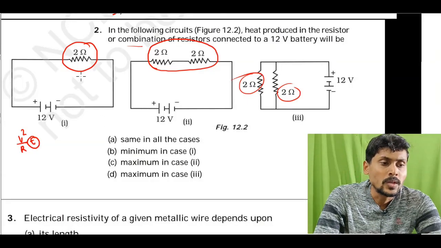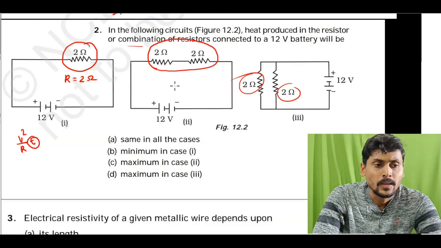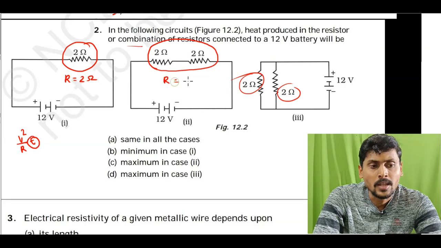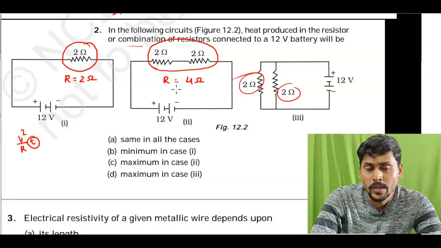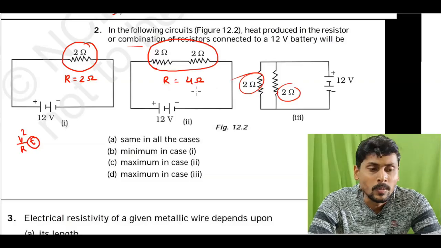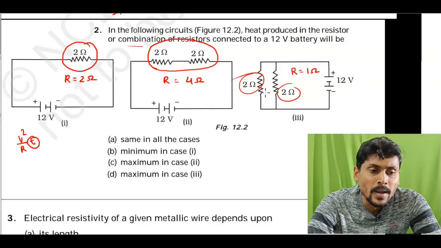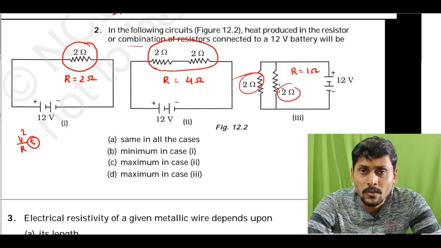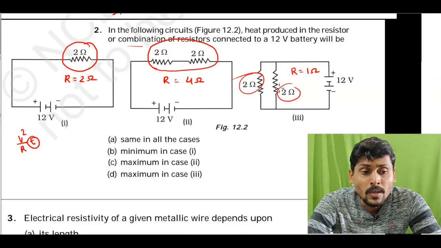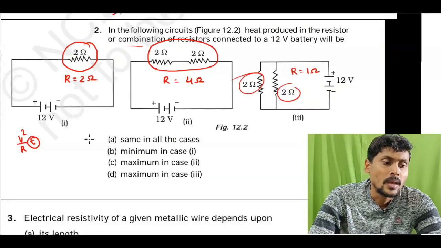In the first circuit R equal to 2 ohm. In the second circuit R equal to 4 ohm because you have 2 resistors, each of 2 ohm resistance. So the R equivalent will be 4 ohm. In the third circuit the equivalent resistance will be 1 ohm because you have 2 resistors, each of 2 ohm, and they are joined in parallel. If you put the formula to calculate the parallel equivalent resistance, you will see that it is 1 ohm.